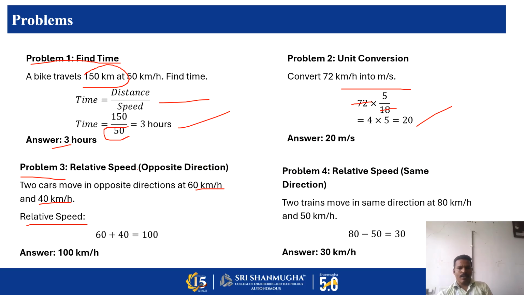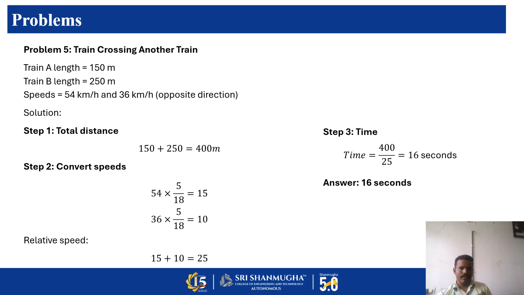The next problem is relative speed in the same direction. Two trains move in the same direction at 80 km per hour and 50 km per hour. The formula is to subtract the two speeds. The first train is 80 and the second train travels in the same direction at 50. So 80 minus 50 is 30. The answer is 30 km per hour.